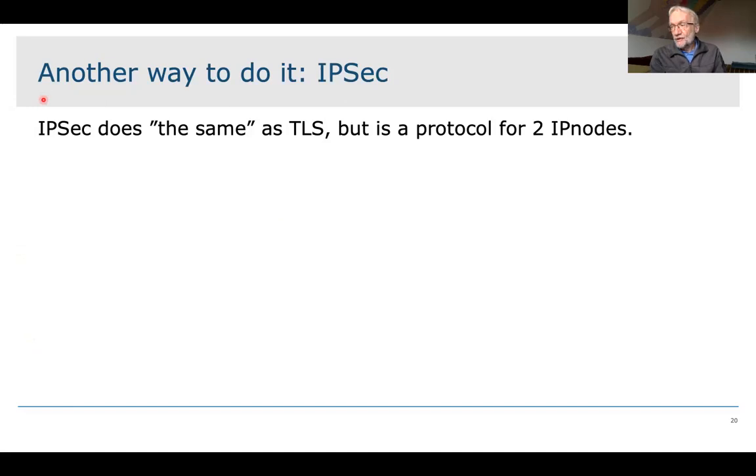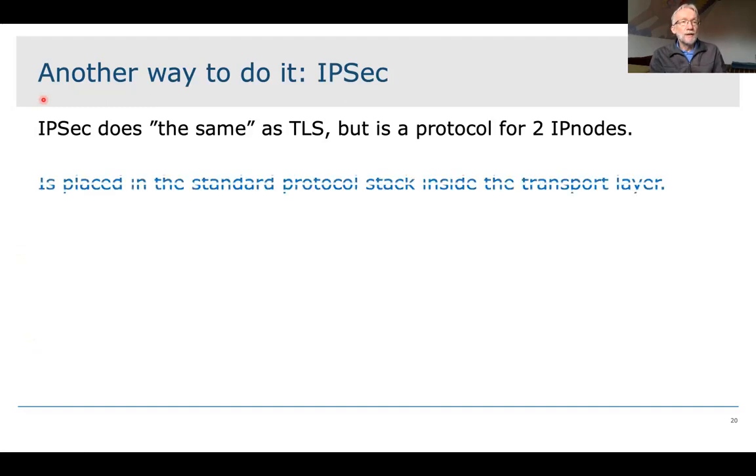parties who are talking to each other are not going to be a client and a server, but two IP nodes, so two entities with an IP number. So that would typically be, for instance, the network adapter in your laptop. So IPSec is placed in a standard protocol stack inside the transport layer. So this means that what goes on here is basically encryption between two IP nodes, and it means that the content of the TCP/IP packages that you send will be encrypted.